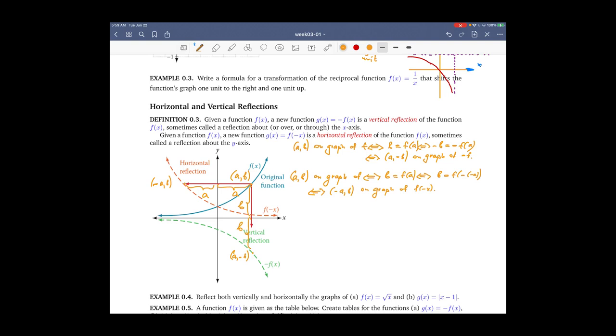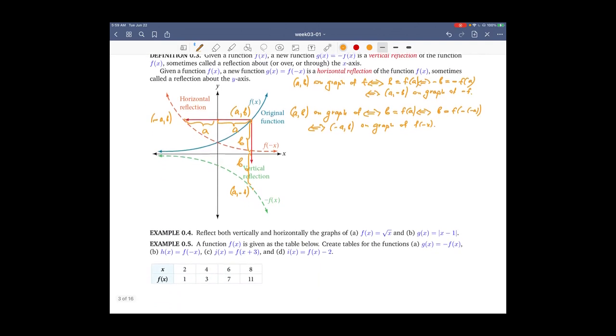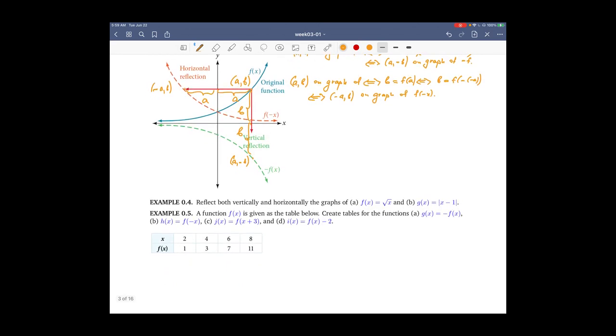Let us practice transformations with examples. In this example, for instance, we need to reflect both vertically and horizontally the graphs of these two functions, root x and absolute value of x minus 1.